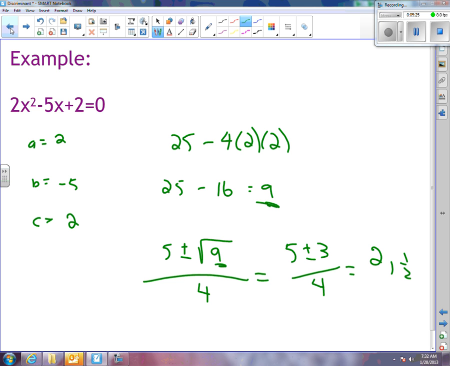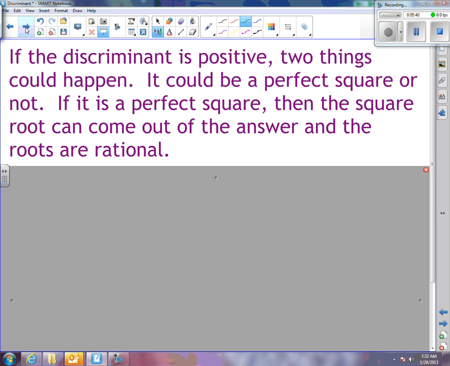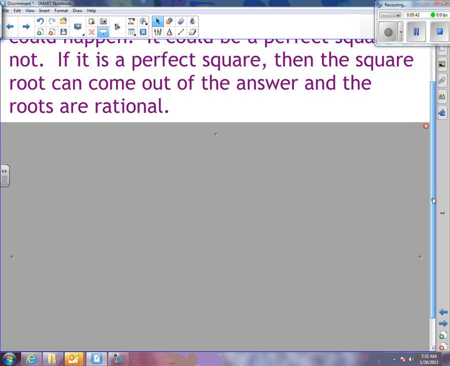2 as a fraction is just 2 over 1, and 1/2 is already a fraction. So sometimes, if you recall, we didn't have an answer like that. We would have the square root of 17 or something like that left in our answer. That means that your answers are irrational. So I thought I would make a little chart for you guys to make it easier to understand.